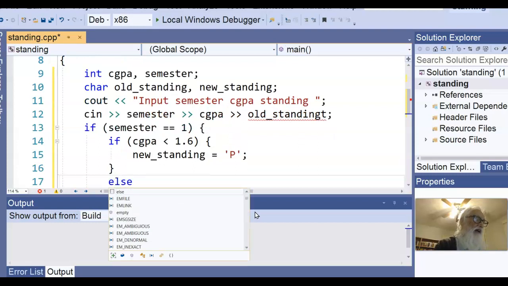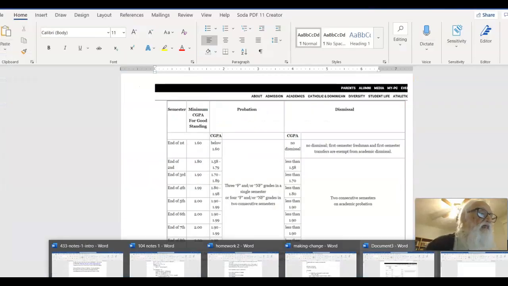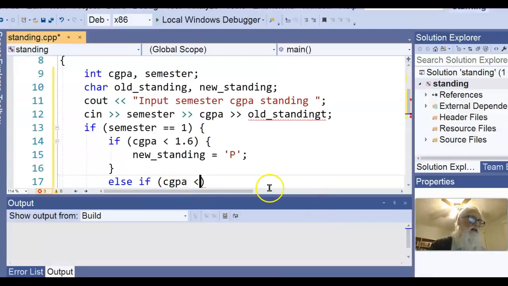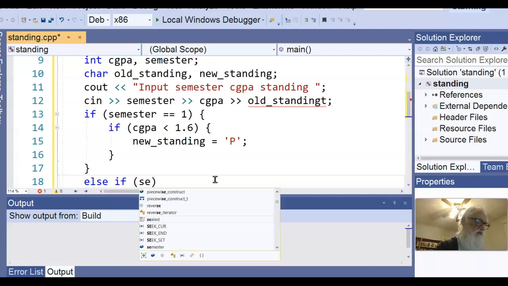So I did that. Now else if CGPA is less than, and again I'm going to look at what's on here, well, you can't be dismissed first semester, so there's no reason. I don't have to put anything there. You can't be dismissed. Now I have to in that other if. This is called an if within an if. Nested ifs. I presume you did that in the Python. It's not much different. Now we're going to ask the question, suppose your semester is 2.